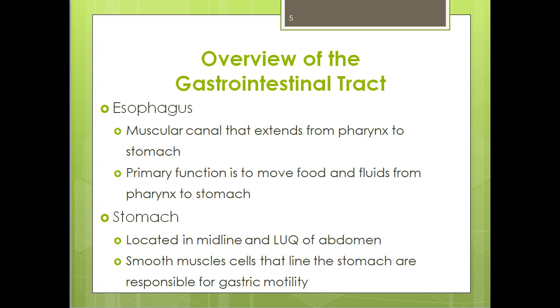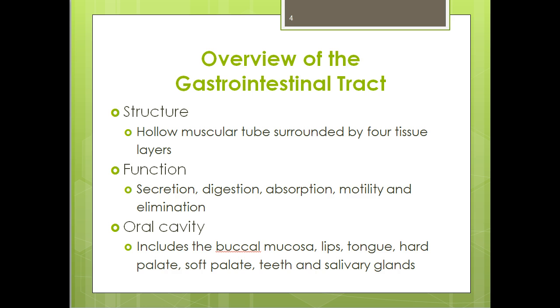So I mentioned to you earlier what the components are of the GI tract, and we started on the last slide. The oral cavity is a component. It includes the buccal mucosa, lips, tongue, hard palate, soft palate, teeth, and salivary glands. The buccal mucosa is the mucous membrane lining the inside of the mouth. The tongue is involved in speech, taste, and mastication, which is another word for chewing.